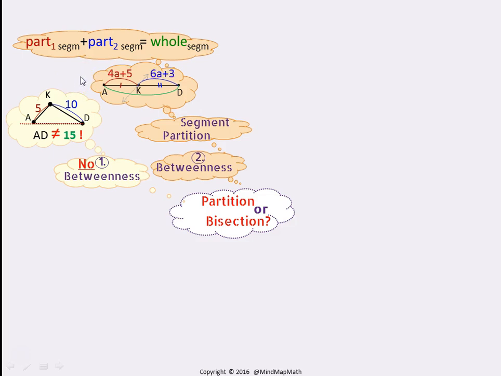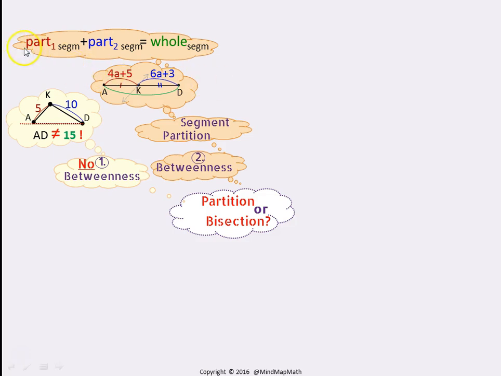I can now work with my segment. I can find its length. That length might not always be given as a single number. It might be in disguise, like in this situation. So the segment on the left is 4a plus 5, and you see that I'm using color to help me identify it. And the segment on the right, 6a plus 3, represents KD and is in blue.